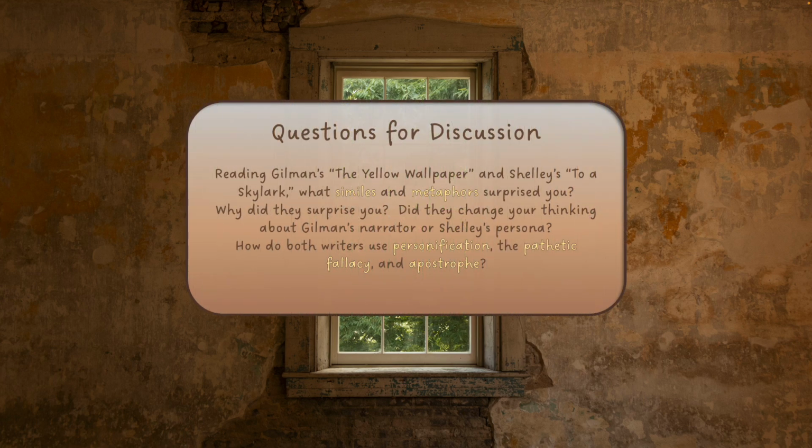So, thinking again about The Yellow Wallpaper and To a Skylark, I chose these pieces for this chapter because they're famously full of similes and metaphors. So what similes and metaphors surprised you the most? And think about why they surprised you. What made them particularly memorable? If they surprised you, they're going to be memorable. And did they change your thinking about Gilman's narrator or Shelley's persona? How do both writers use personification, the pathetic fallacy, and apostrophe?